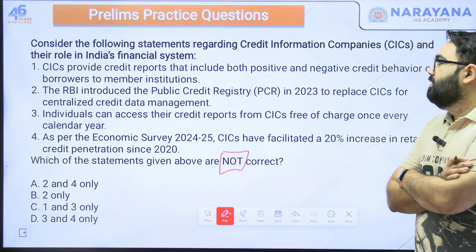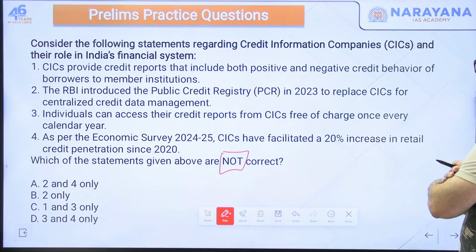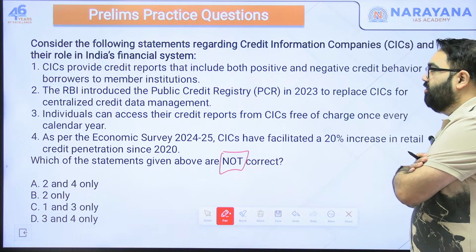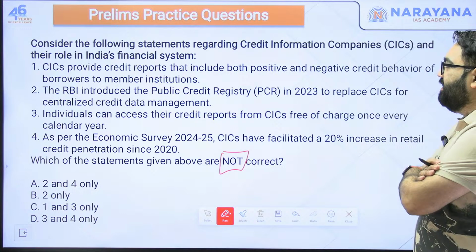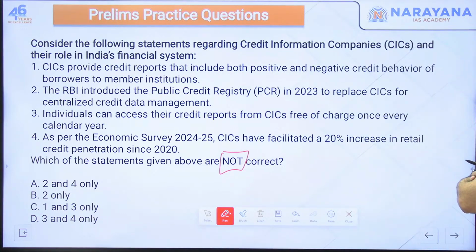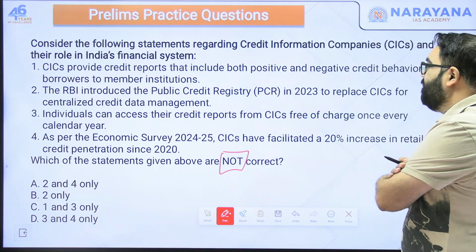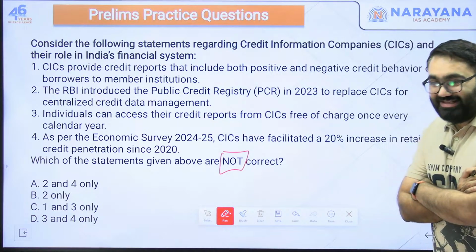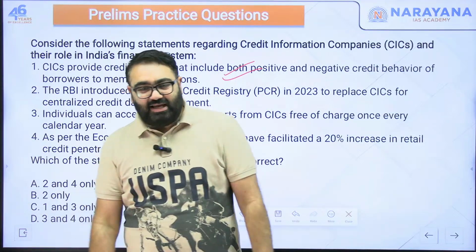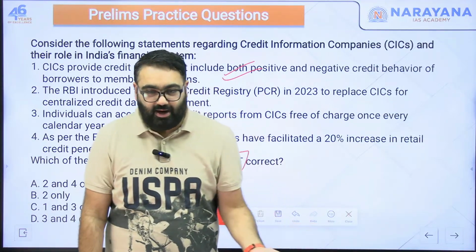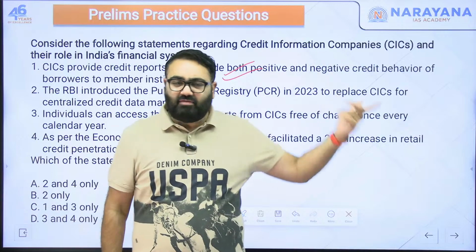All right. Consider the following statements regarding credit information companies and their role in India's financial system. First, CICs provide credit reports that include both positive and negative credit behavior of borrowers to member institutions. Yes. So, the banks, for example, will not just say that this person did not give the EMI on time. They'll also say that the person gave the EMI on time.